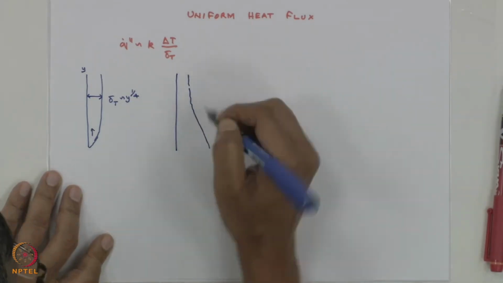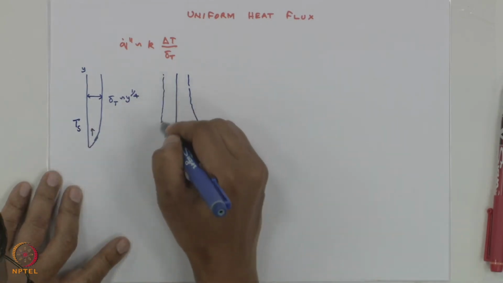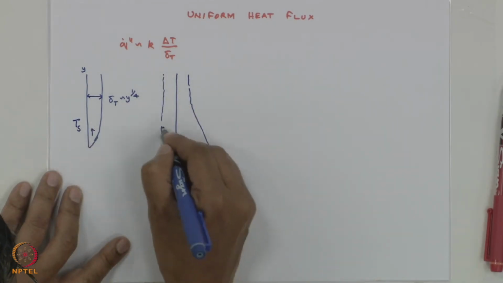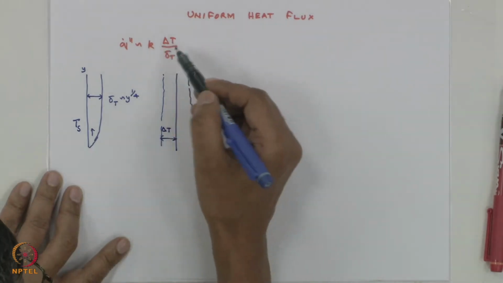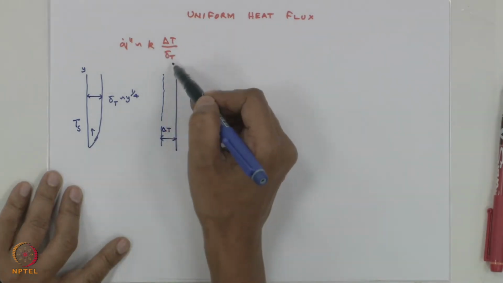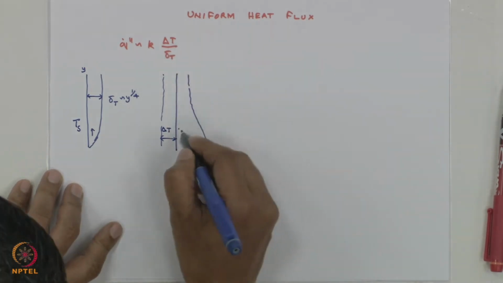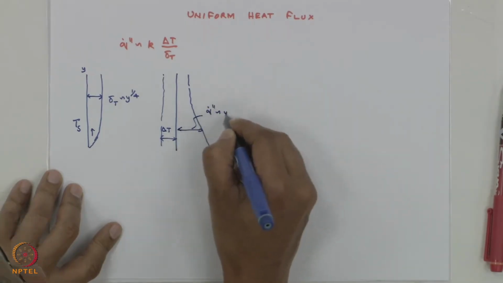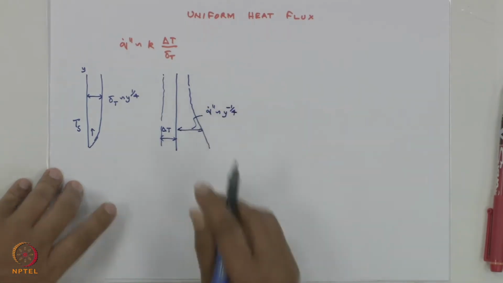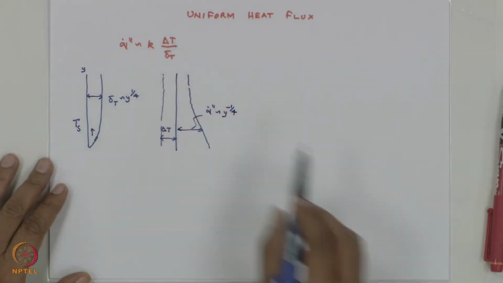How does the heat flux vary for the constant wall temperature? I am showing for the constant wall temperature. So this is delta T. How does it vary? Q double dash is K delta T by delta T. So Q double dash will vary as Y to the power of minus 1 by 4. It's just the inverse. K and delta T are constant.